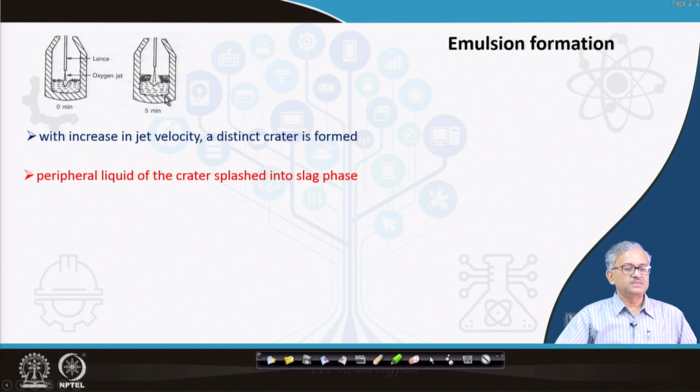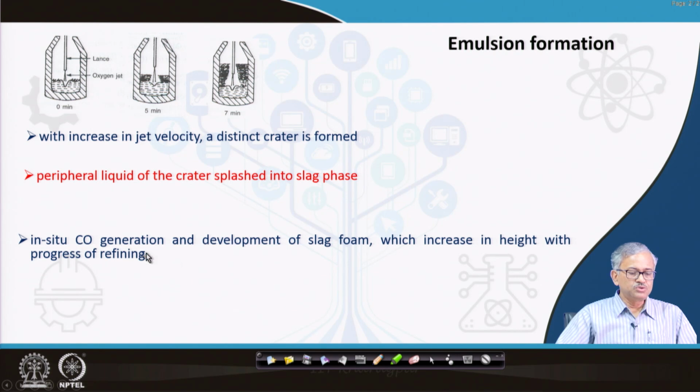And as a result, this slag metal reaction will take place, because the liquid droplets are in the slag phase, and then you have a large surface area. The slag metal reaction takes place, and mostly it is decarbonization, because carbon is the major impurity. So, you will form CO gas there, that is the in situ CO generation, and you can find a slag foam forms. Slag foam means slag and gas bubbles, that is the CO bubbles, that form a foam.